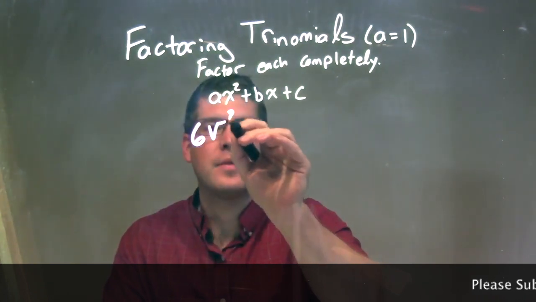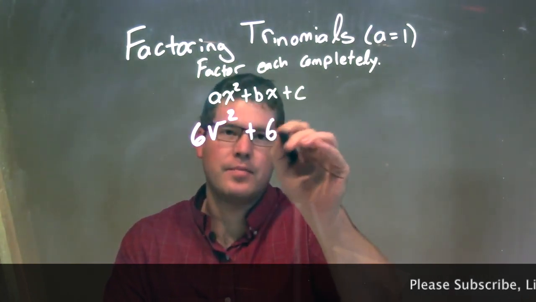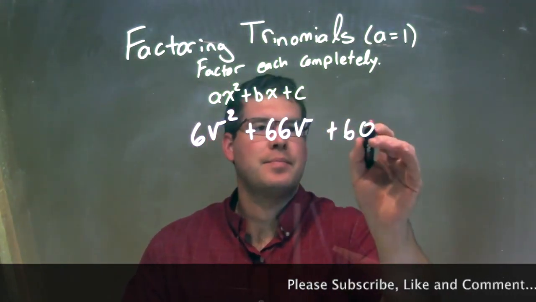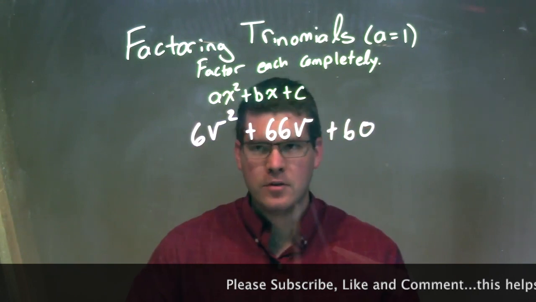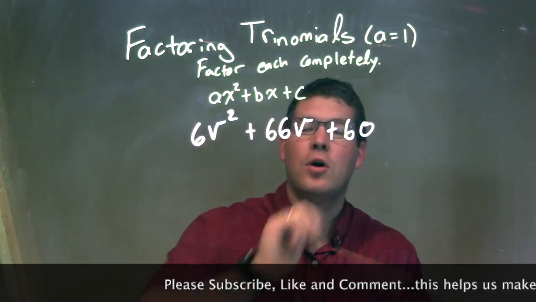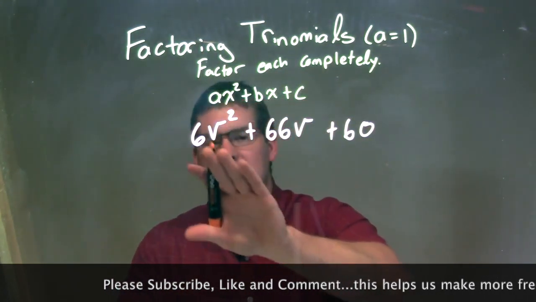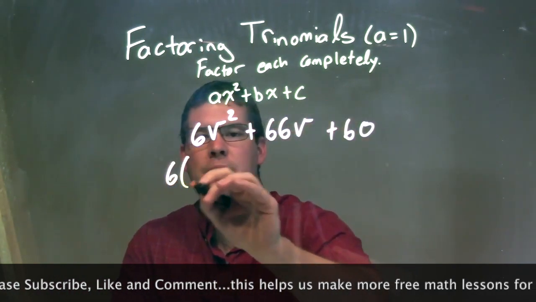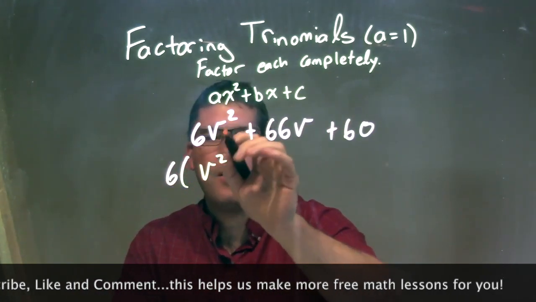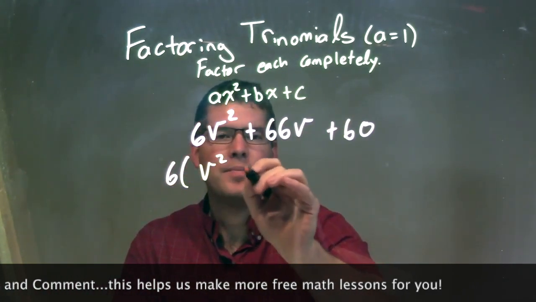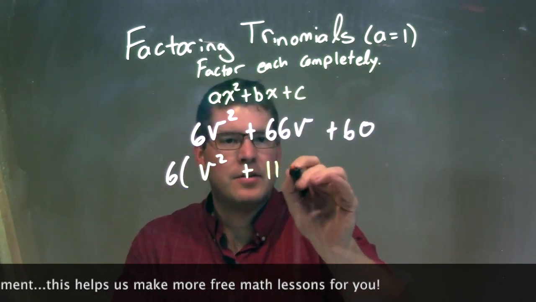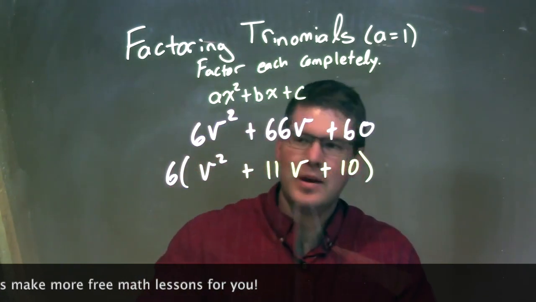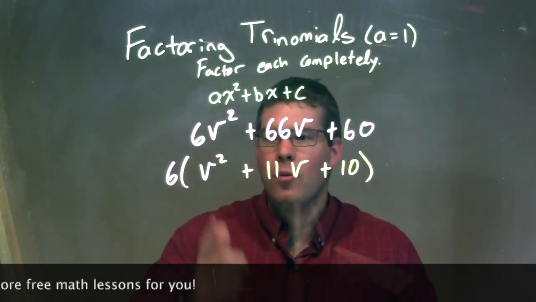6v squared plus 66v plus 60. Too many 6's. Okay. Well, first things first. I see there's a 6 in all parts, or 6 goes into all parts. So I can pull out a 6 from all parts because I want to have an a value that's 1, which I do now. So 6, when I pull out from 6v squared, gives me a 1 out front there. 6 goes into 66 11 times, and 6 goes into 60 10 times. Okay. Now not so many 6's, but I have it in a form where our a value is 1.